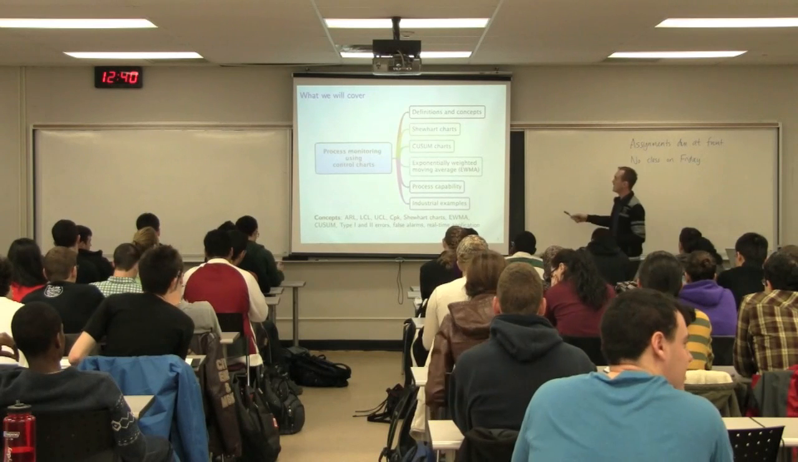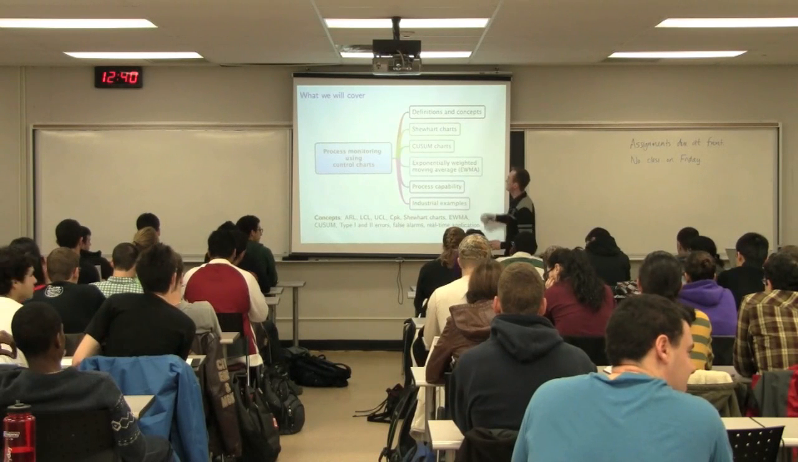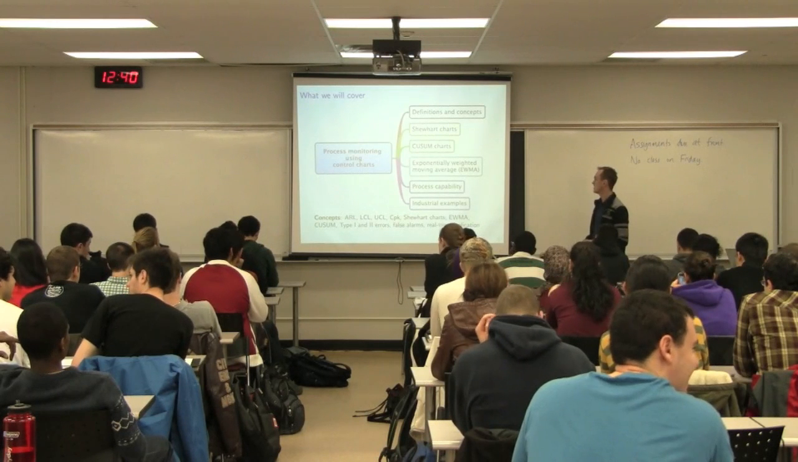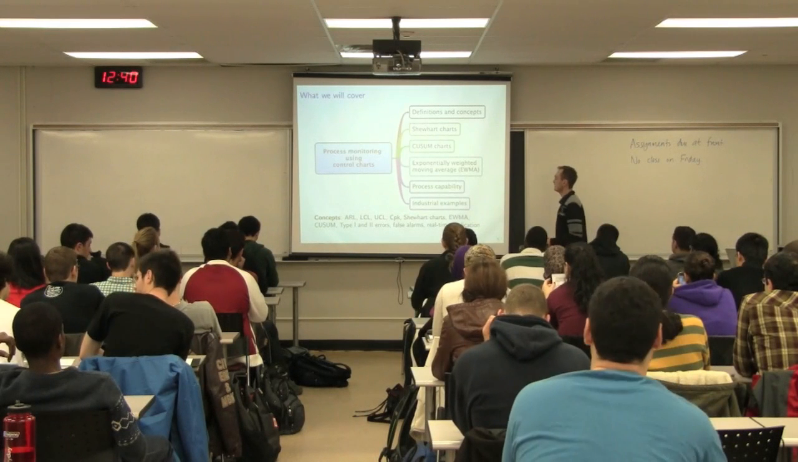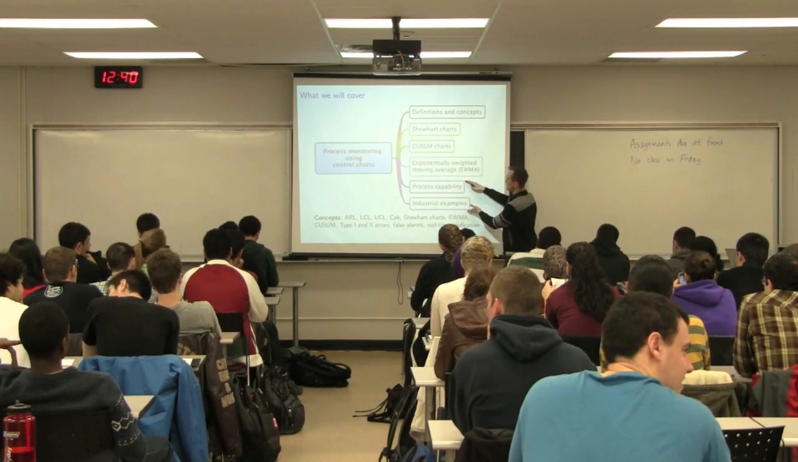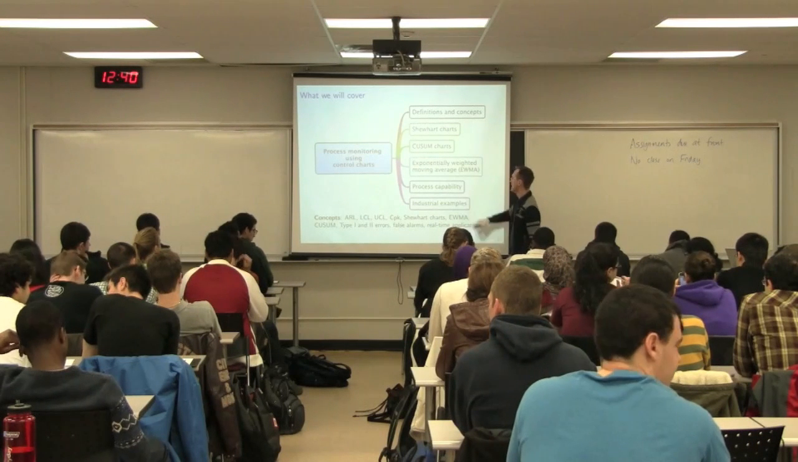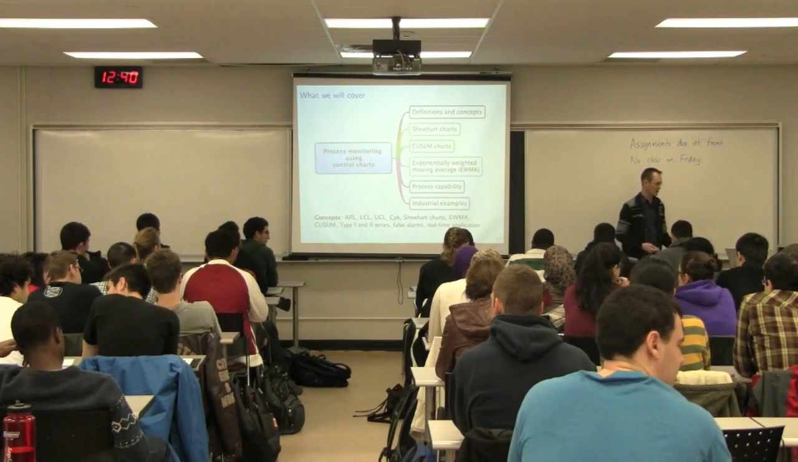So we're going to start today's class with these first two topics. We'll look at the definitions and we'll get to the Shewhart chart. Next time we'll look at the CUSUM chart briefly, and in the next session we're going to use the average chart. This next section then will end off with our process capability. That's the Six Sigma section, and I'll show a few industrial examples.